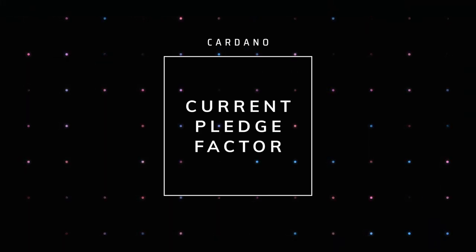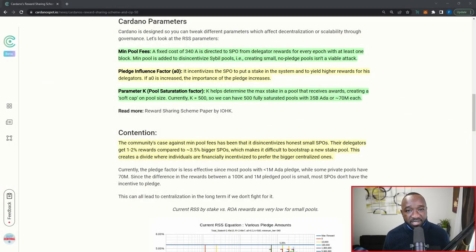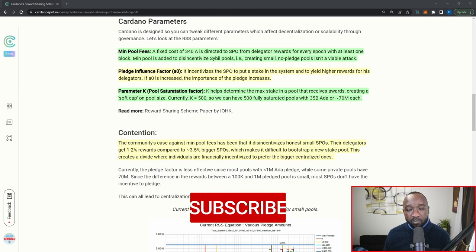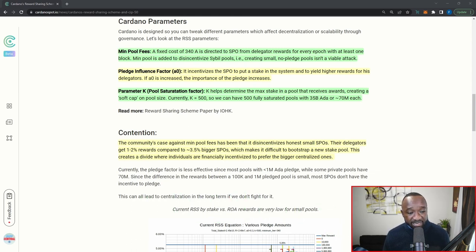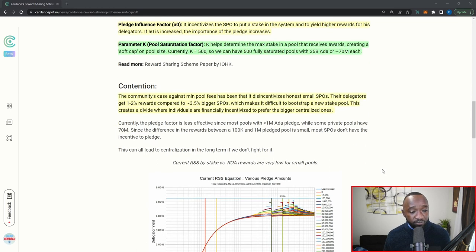Now, the next part of the article is going to talk a little bit about the size and how impactful the current ADA pledge is and exactly how that could be fixed as a part of SIP number 50. So currently, the pledge factor is less effective since most stake pools have less than a 1 million ADA pledge, while some private pools have a 70 million pledge. Since the difference in rewards between a 100,000 and a 1 million pledge pool is small, most SPOs don't have an incentive to actually pledge. Now, this can all lead to centralization in the long term if we don't fight it.